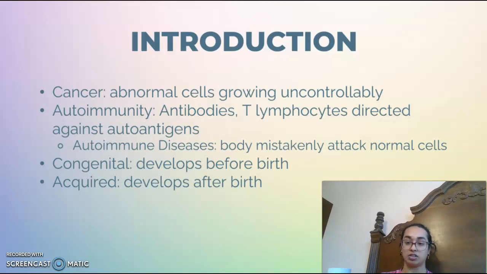And lastly, congenital disease is from birth, while acquired diseases are a type of primary disease that develops after birth and continues throughout one's life. Congenital disease also continues throughout one's life, but those come usually at birth and not after.